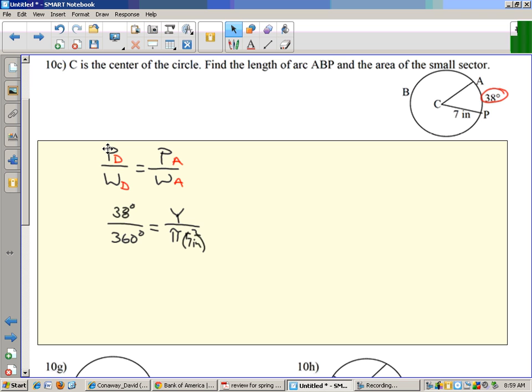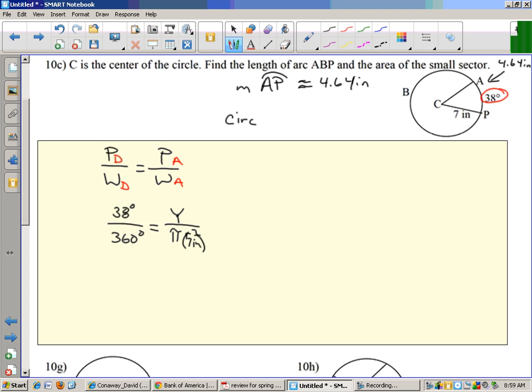Yes, ma'am. Hold on a second. Thank you for bringing that up. All right, 4.64, we need to go back and find ABP. 4.64 inches is the length of AP. And we will go back and find ABP by subtracting that from the circumference. So we're going to say circumference, which was 2 pi r, minus the 4.64 inches is going to give me the measure of ABP.